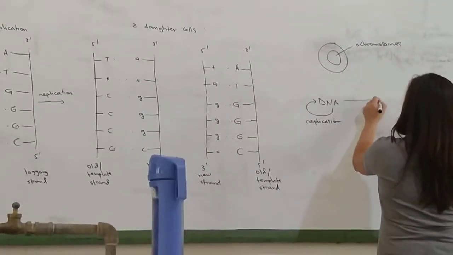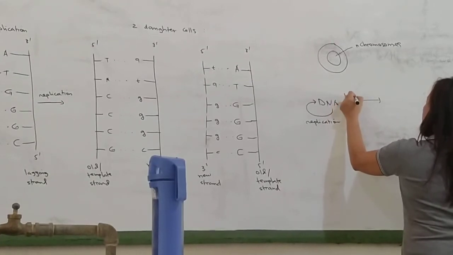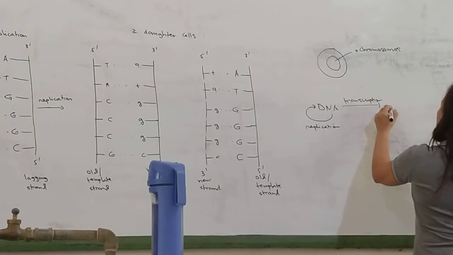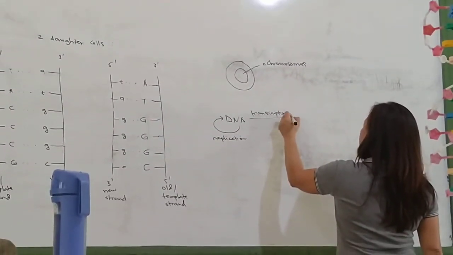And then out of this DNA, this will undergo transcription. Translation. So the product of transcription is the production of different RNAs.